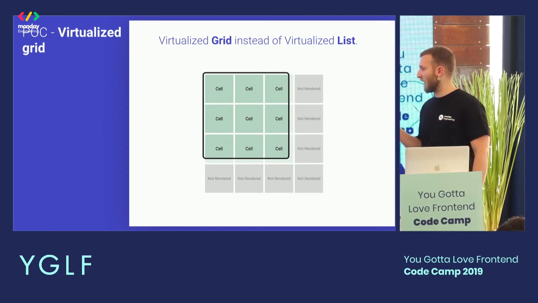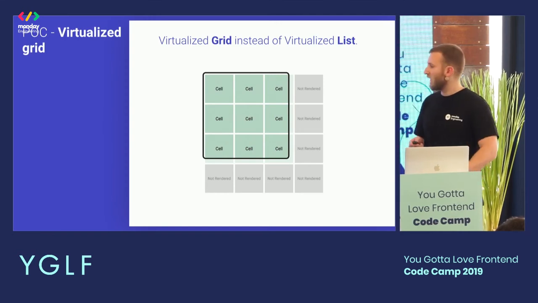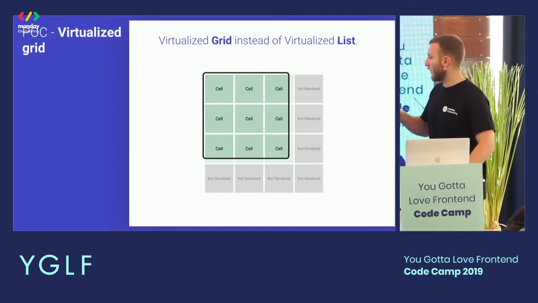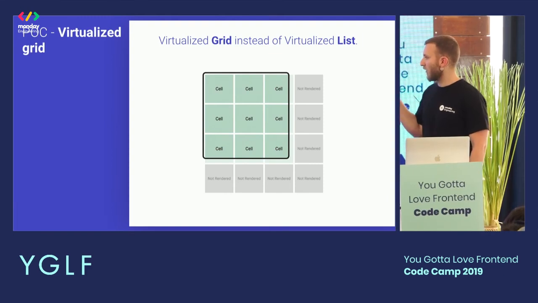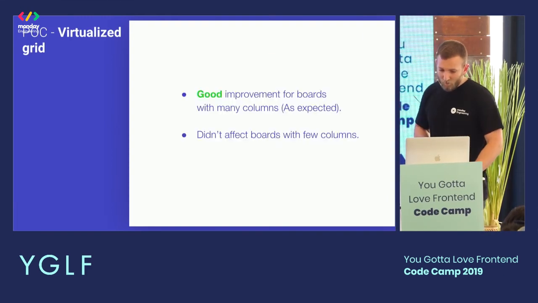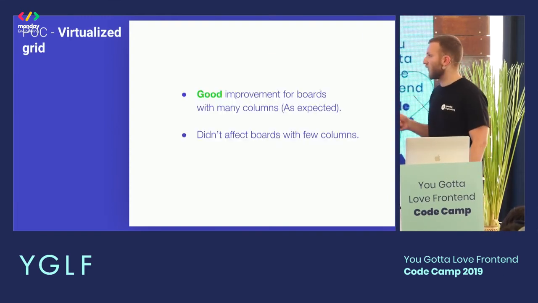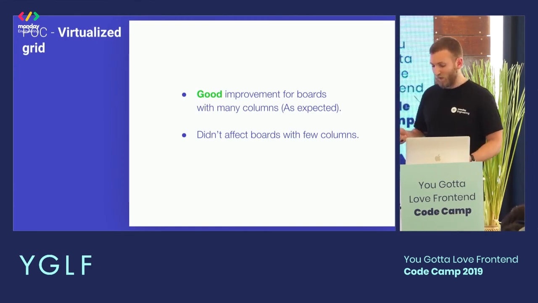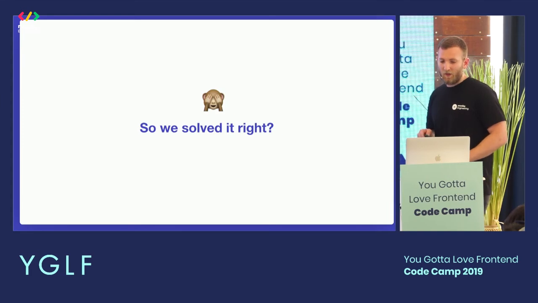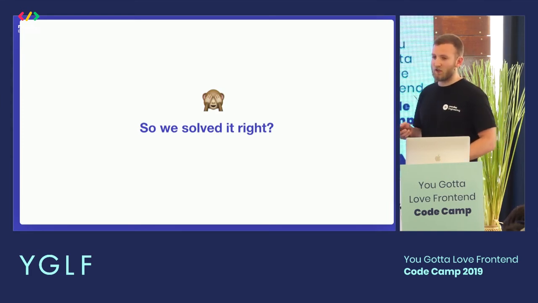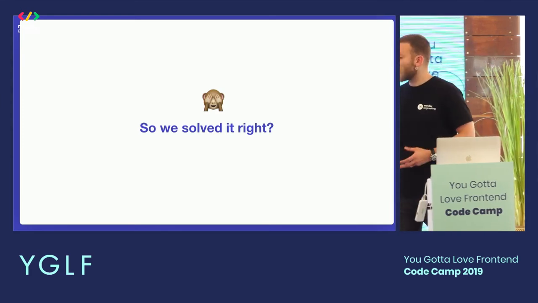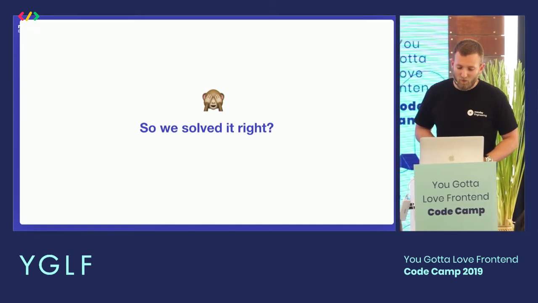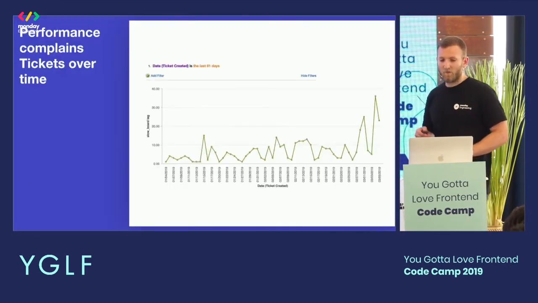The difference between a virtualized grid and a virtualized list is that in addition to the windowing of rows, we are windowing also the columns. So it was very good for boards with a lot of columns, but it didn't affect boards with a few columns, as we expected. So we thought that we solved the issue because we improved the large boards.